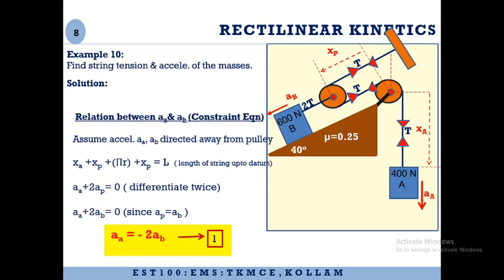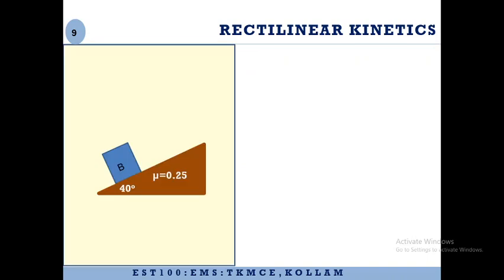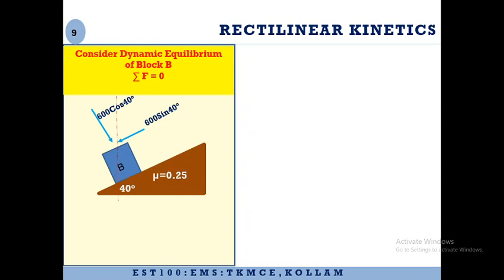Next we need to systematically analyze the free body diagrams of block A as well as block B. So if we analyze the free body diagram of block B, the weight is acting vertically downward. You can replace it by its components along the plane and normal to the plane: 600 cos 40 and 600 sin 40. Next there is the normal reaction. Then you have tension 2T acting in the upward direction. Then it is accelerating in the downward direction. Therefore, there will be an inertial force in the upward direction.